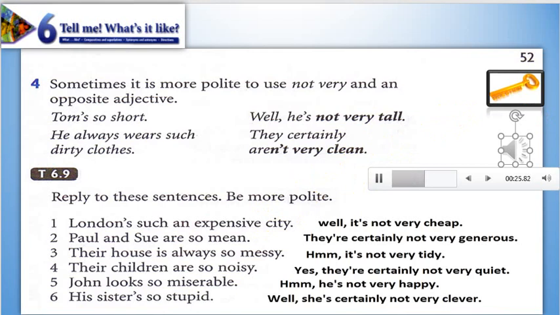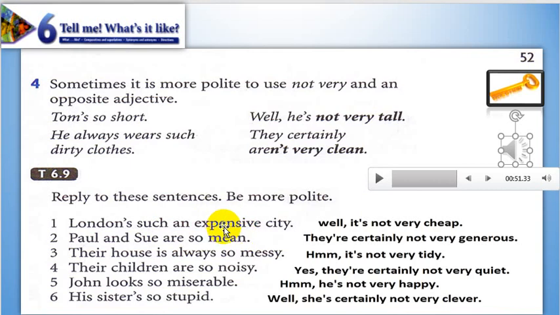4. Their children are so noisy. Yes, they're certainly not very quiet. 5. John looks so miserable. He's not very happy. 6. His sister's so stupid. Well, she's certainly not very clever. So, you listen to the solution.